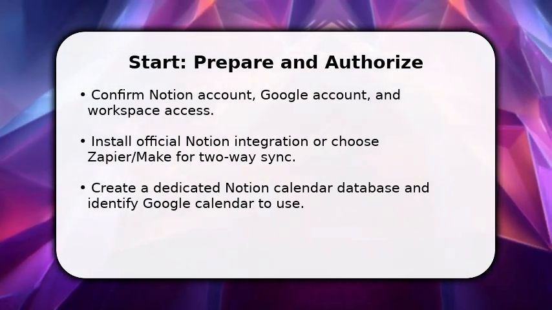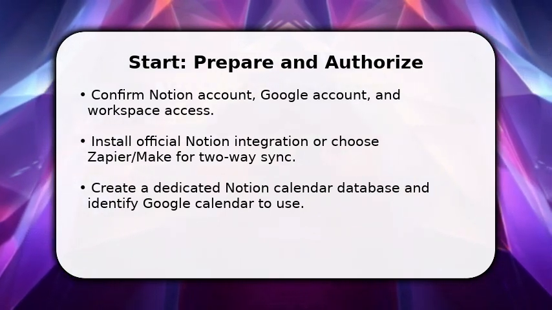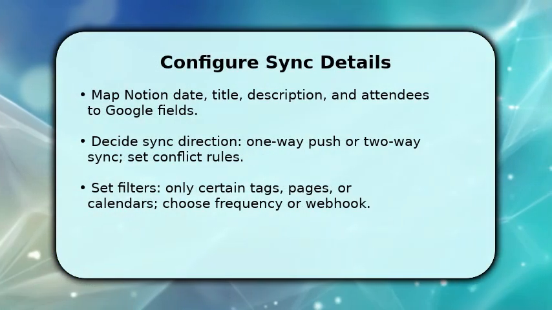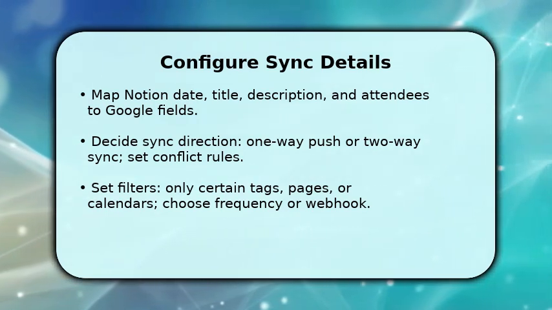Now configure how data moves. In your integration or automation builder, map Notion properties, title, date, description, attendees, to the matching Google Calendar fields so entries look right. Choose sync direction.